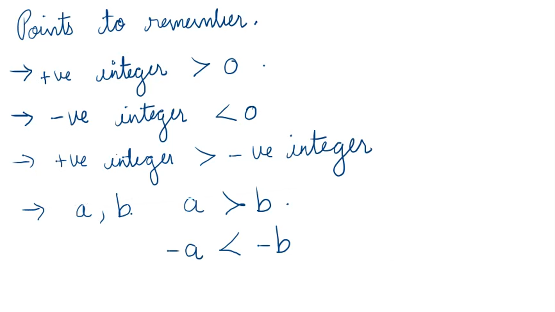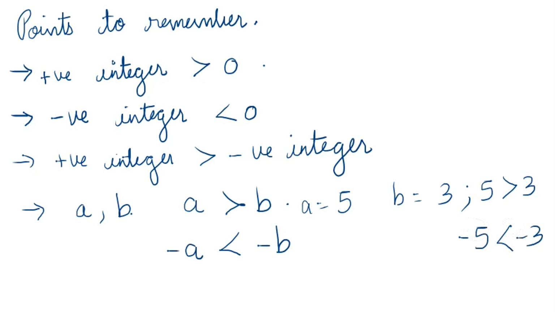Let us check with an example. Let us assume our a to be 5 and our b to be 3. So you can see 5 is greater than 3. Whereas if you are going to take the negative version, your minus 3 is greater than minus 5. Okay. So finally, we have one important point to be discussed, that is about the absolute values of integers.